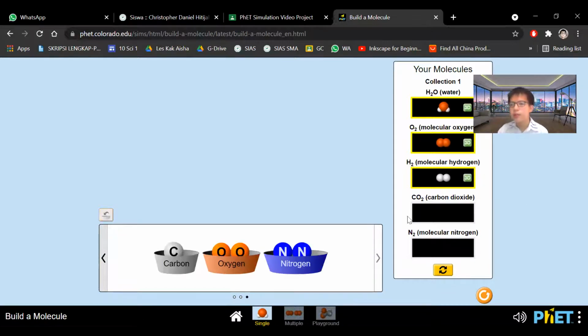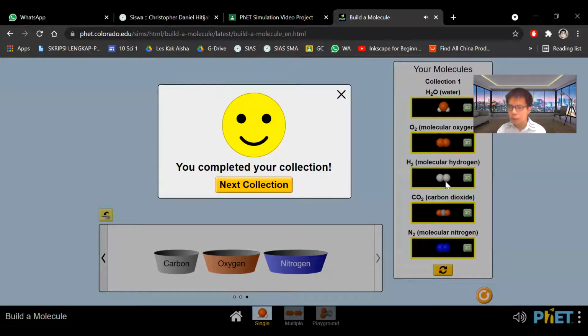Reach the third goal. Next, carbon dioxide. We take 1 carbon because it requires one, and we take 2 oxygen because the subscript is 2 for the oxygen. We combine the oxygen with the carbon and put it in the black box. The last one is molecular nitrogen. We take 2 nitrogen atoms because it requires 2, and we combine them and put them in the black box. It reaches all the goals and you may complete the other collections, but I want to show you how to use the other features.